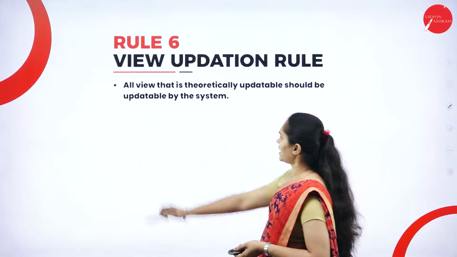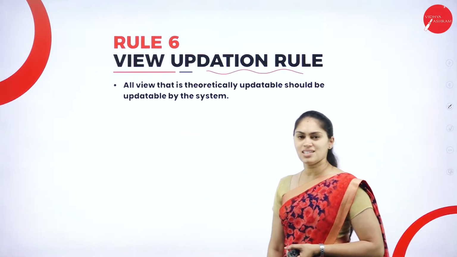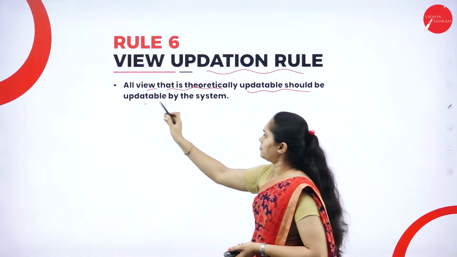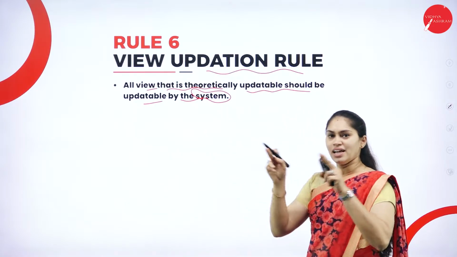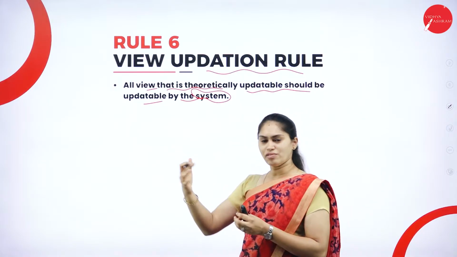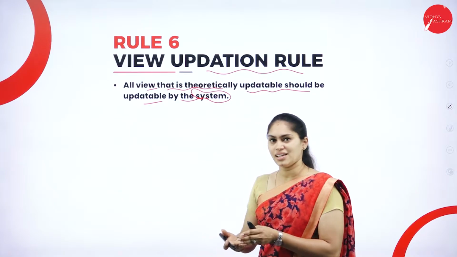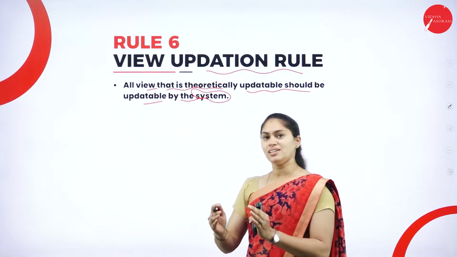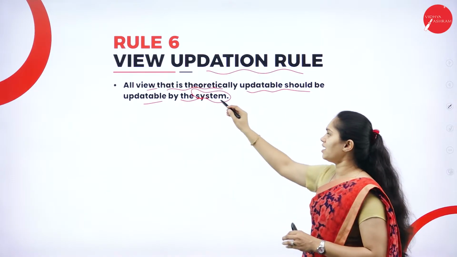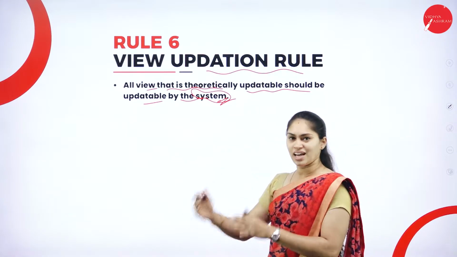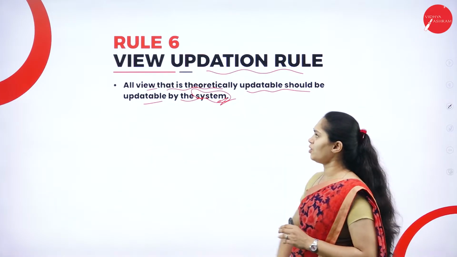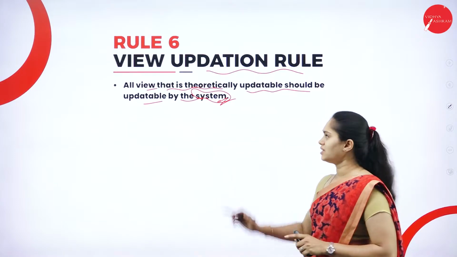Let me go to rule 6, that is the view updation rule. What does rule 6 say? All the views that are theoretically updatable should be updatable by the system. For example, if I have a table and I am writing it manually, and I am doing some updation in the table, if it is possible theoretically, then it must be able to do the same thing, or it must get updated even by the system. So if it is possible theoretically, then it has to be updated practically also. That is regarding the 6th rule, the view updation rule.